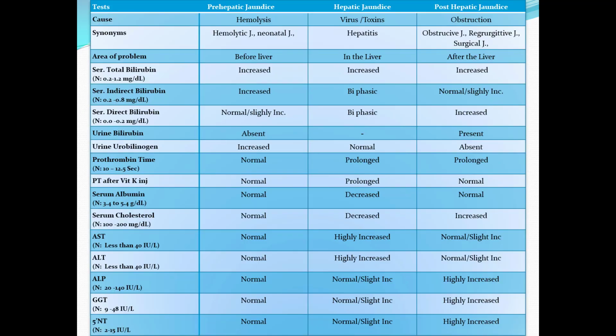And when you look at the differential diagnosis, it's good to understand there are three types of disease: pre-hepatic jaundice, hepatic jaundice, and post-hepatic jaundice. There are other names for pre-hepatic causes. Hemolysis is the major cause of pre-hepatic jaundice, or an increased production is the cause.